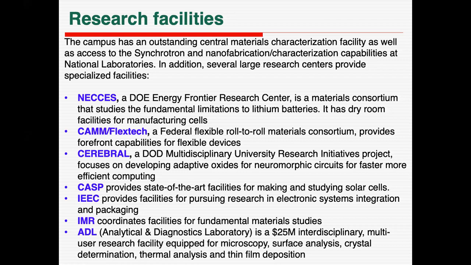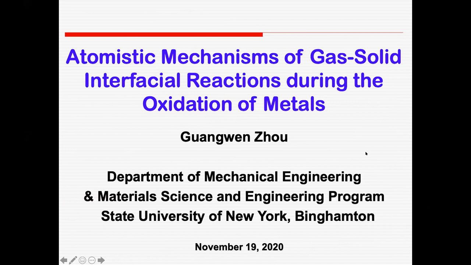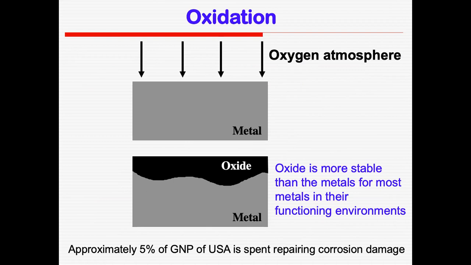All right, I'm from mechanical engineering and I'm also associated with the MSE program. Today I'm going to talk about our work on oxidation. The reason why we look at this problem is because of the ubiquity of oxidation for many metallic components. Nearly all metals develop an oxide surface layer when exposed to air. The reason is that oxide is more stable than the metal in its functioning environment. This means the reaction is thermodynamically driven because of the high stability of the oxide.